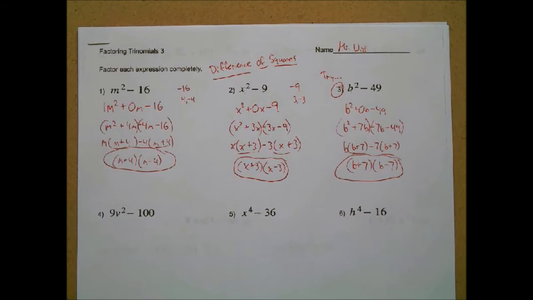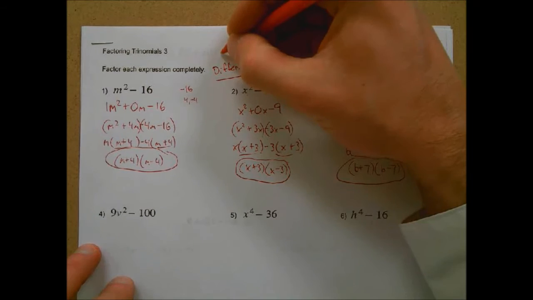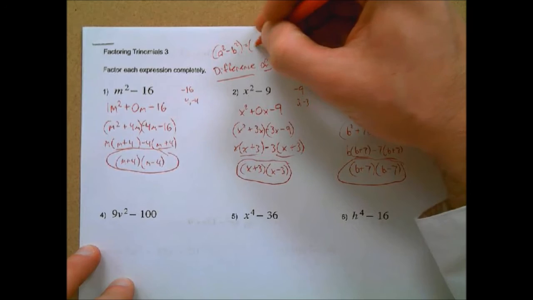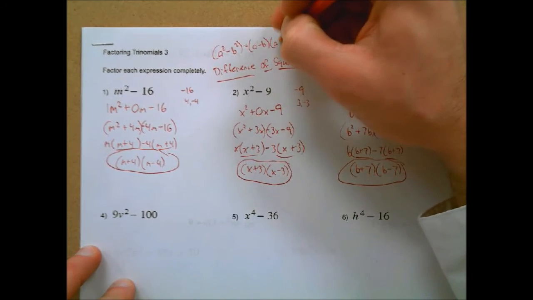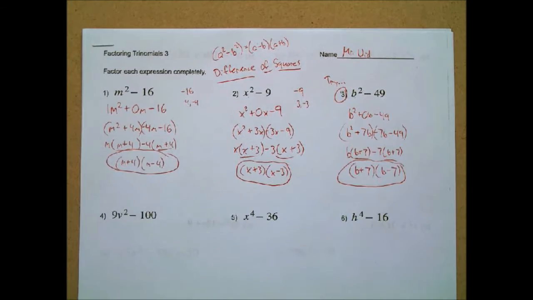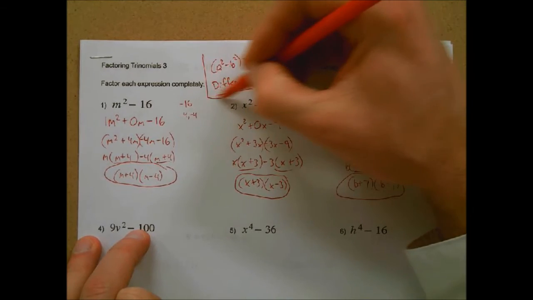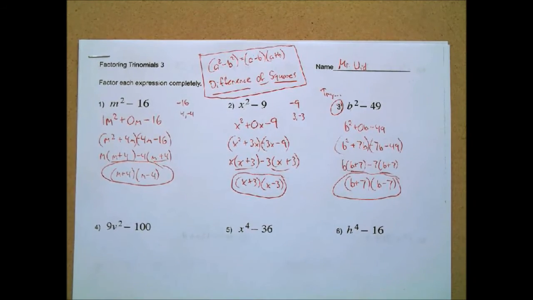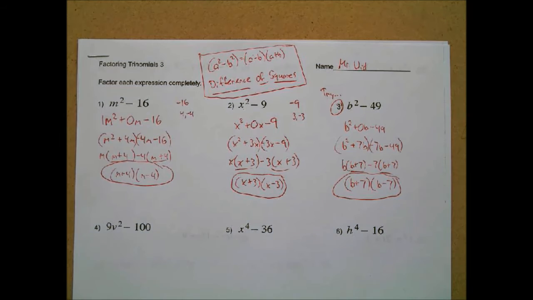So there's a pattern here, okay? If you have a squared minus b squared, that equals a minus b times a plus b. Okay? That is a difference of squares. You may use that shortcut to help you factor. Okay? You can use that shortcut to help you factor.